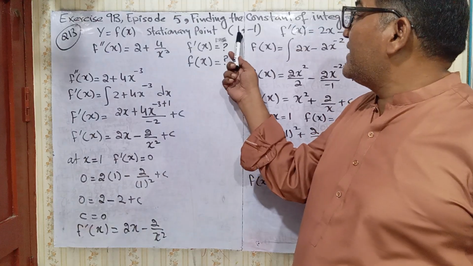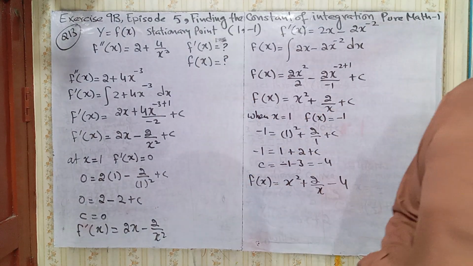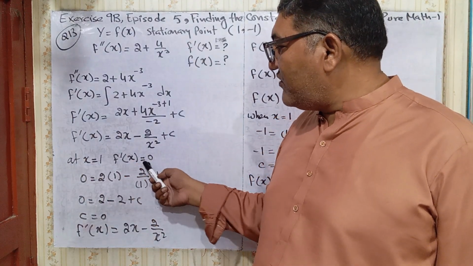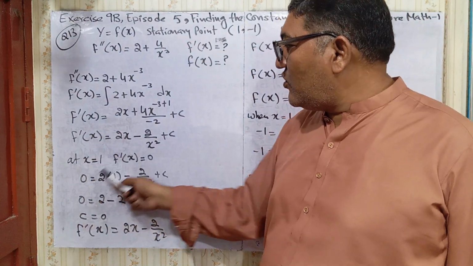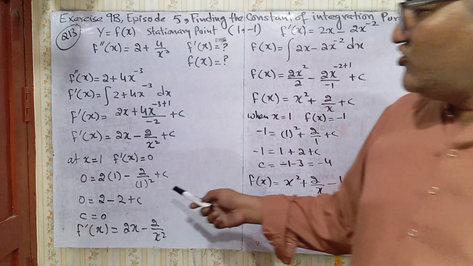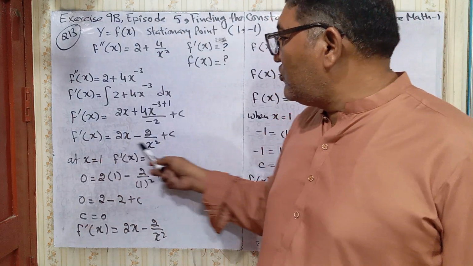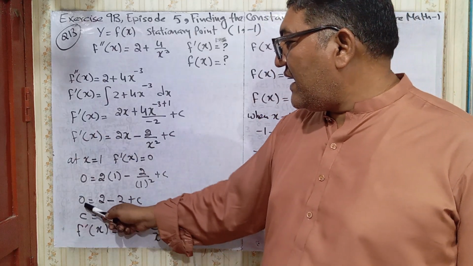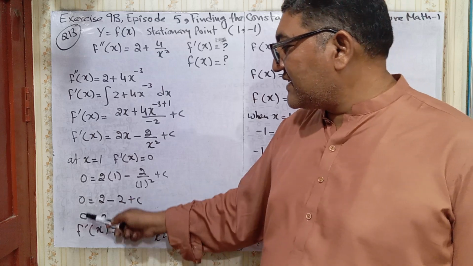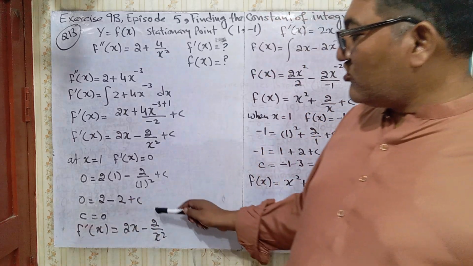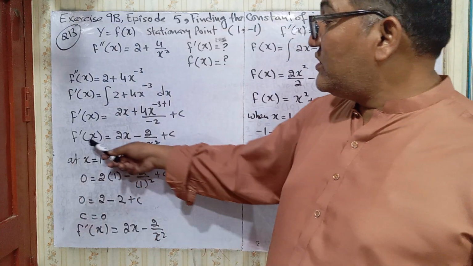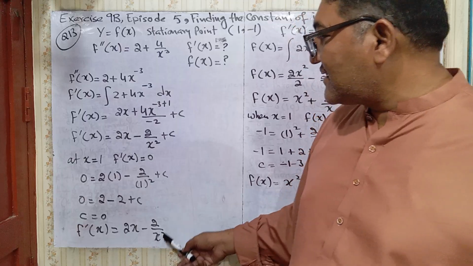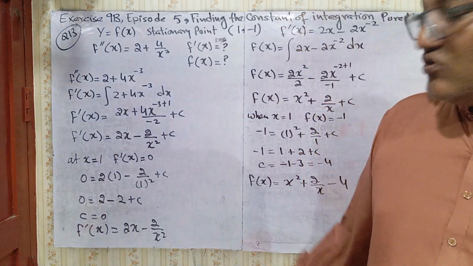You know, the stationary point is at x equals 1, and at the stationary point the derivative is equal to 0. So at x equals 1 the derivative will be 0. I will write this as 0, and in place of x I will substitute 1. So 0 equals 2 into 1 minus 2 by 1 square plus c. So you will have 0 equals 2 minus 2 plus c. This cancels, so c is equal to 0. The constant of integration here is 0. So the expression for the first derivative will become 2x minus 2 by x square, plus 0, so no need to write this.